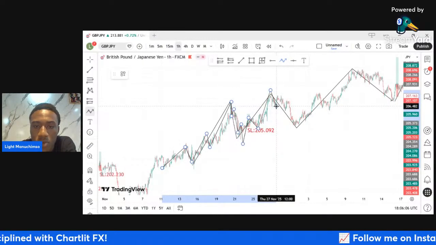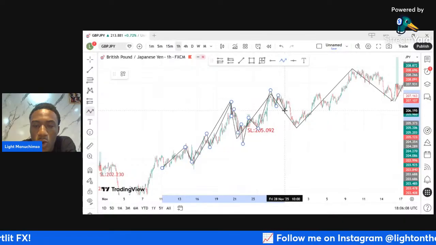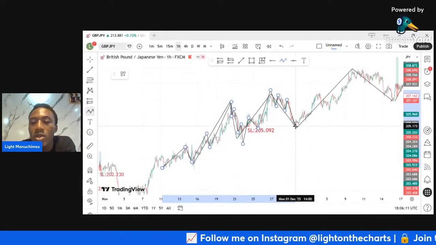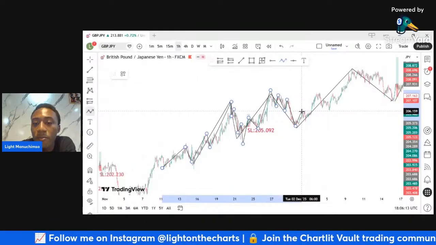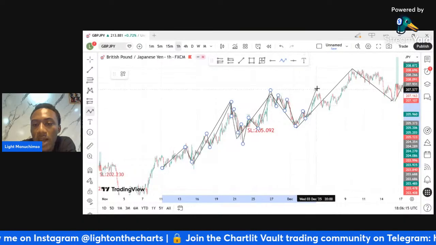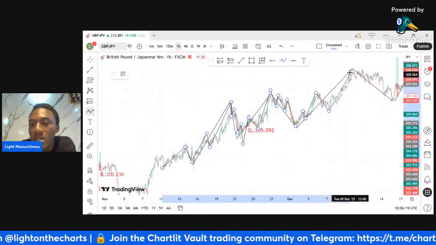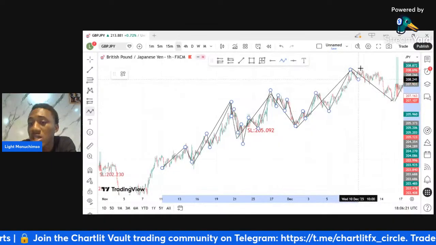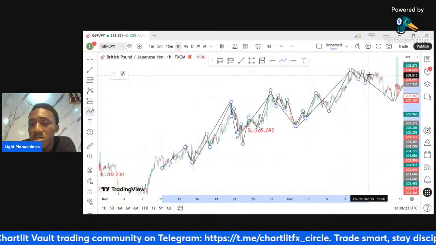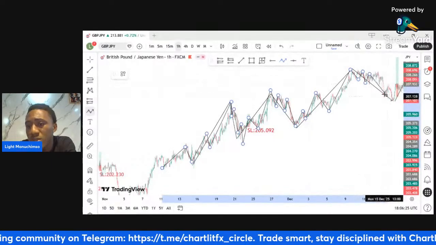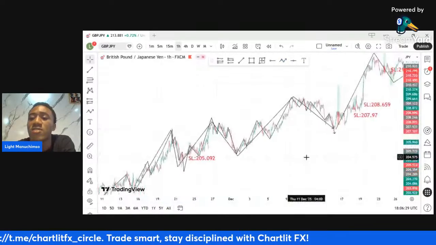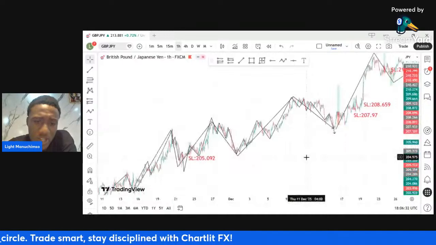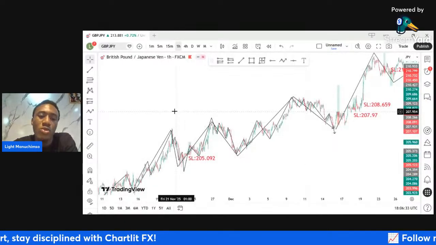Lower low, lower high, lower low, lower high, lower low, and then reverses again, higher high, higher low, higher high, higher low, and then a higher high, and just like that, it keeps going. So that is basically what I'm trying to tell you guys, that inside every impulsive move or every corrective move, you still see smaller market structure inside.